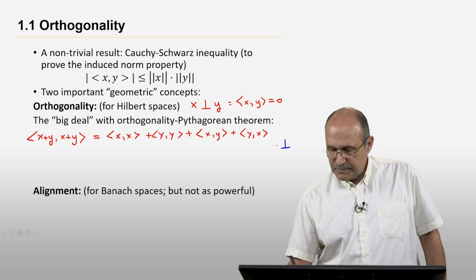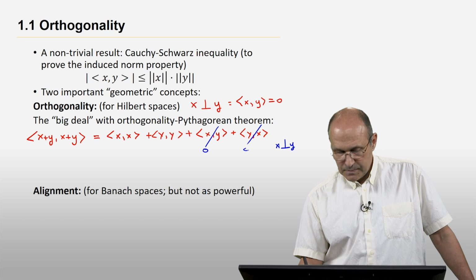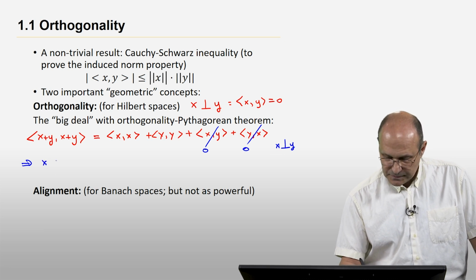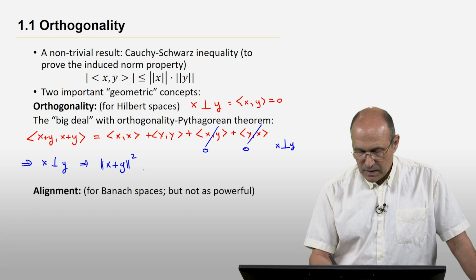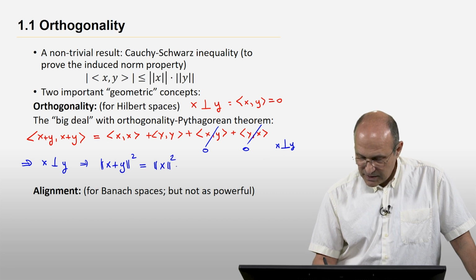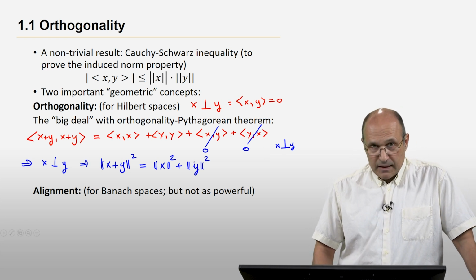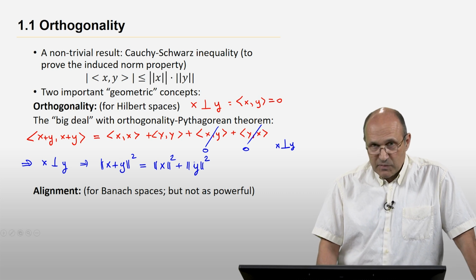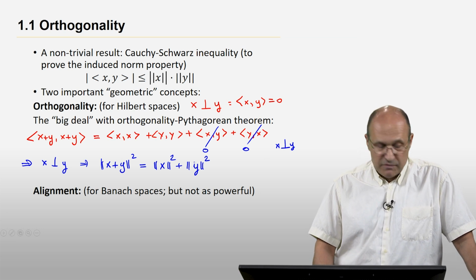For orthogonal x and y, the two cross inner products become 0. So for orthogonal x, y, the square of the norm of the sum is the sum of the squares of the norms. And we will see very quickly in this group of lectures that this is an amazingly important property, extremely useful to provide optimization results, and it's the cornerstone of the classical projection theorem.